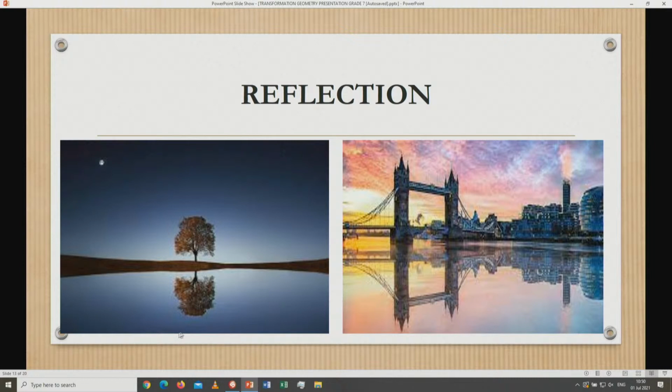This is a reflection of this tree. This is a reflection of this bridge. Also, when you look at yourself in the mirror, you will see your own reflection. So there are endless examples there, guys, when you talk about reflection. But then we are not just going to observe pictures. We're going to do a reflection of diagrams, guys. How do we make diagrams to reflect and things like that? But the most important there, guys, that we have touched on when we started is a line of symmetry.